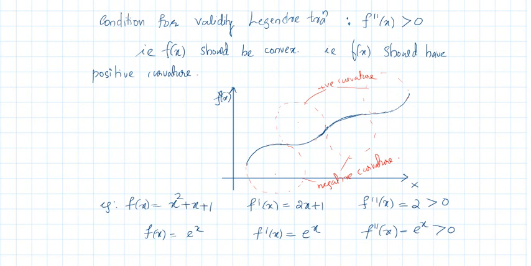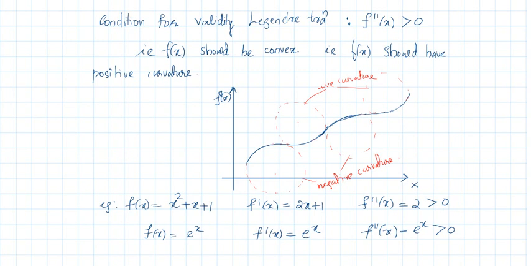Okay, so in our previous example, f of x equal to x square plus x plus 1, the first derivative is 2x plus 1, and the second derivative is 2, which is greater than 0. So that function is a convex function, that is, it is having positive curvature.